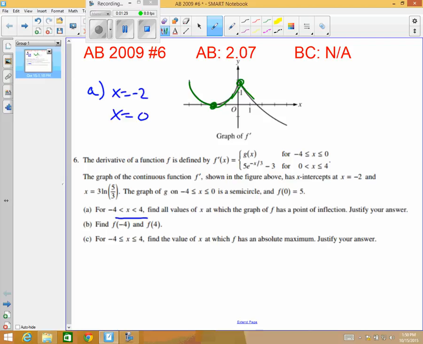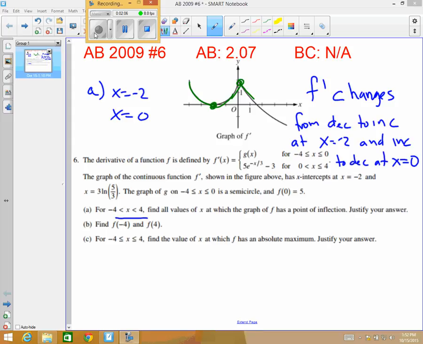Now it's not just telling you to find these values of x, it says justify your answer. And a good way to justify your answer would be saying something like the second derivative changes signs at these values, or you could say concavity changes at these values, or you could say the slope of f prime changes sign. Specifically, you could say the slope of f prime changes from negative to positive at x equals -2, and the slope of f prime changes from positive to negative at x equals 0. Anything like that would probably get you full credit.